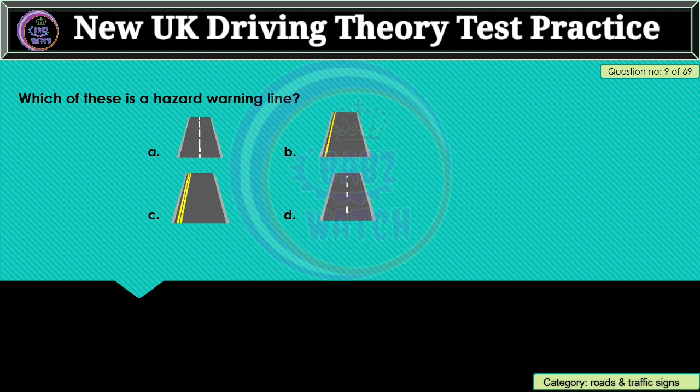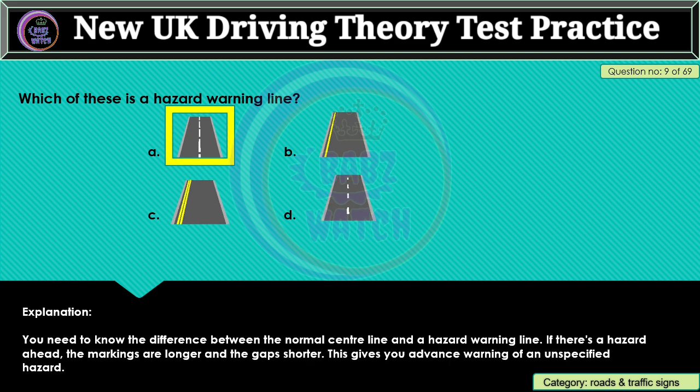Question 9 of 69. Which of these is a hazard warning line? A, B, C, D. The correct answer is A. Explanation. You need to know the difference between a normal center line and a hazard warning line. If there's a hazard ahead, the markings are longer and the gaps shorter. This gives you advance warning of an unspecified hazard.